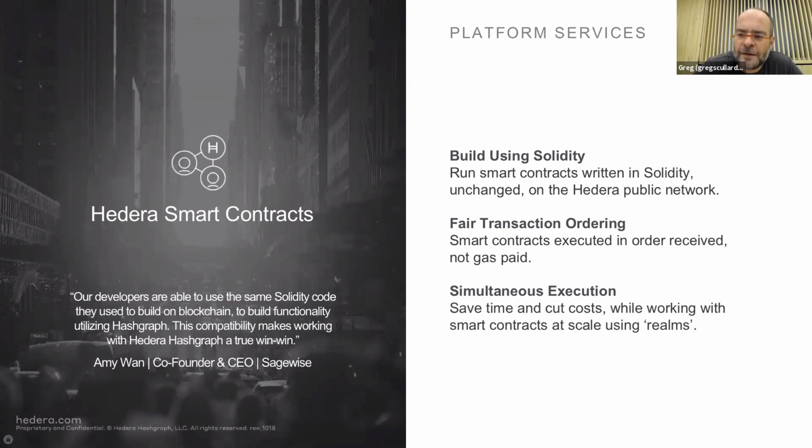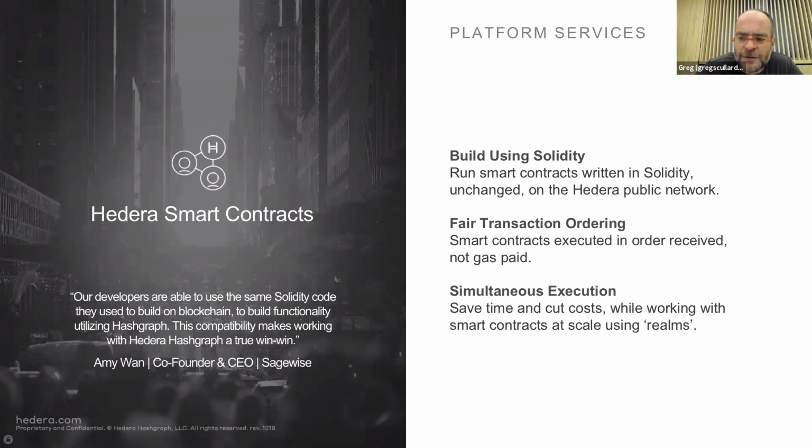Smart contracts based on Solidity can run on Hedera Hashgraph, so the fairness of Hedera Hashgraph extends to smart contracts. I've mentioned this earlier. We offer fair ordering based on the median timestamp agreed upon by the nodes on the network, rather than the amount of gas paid. So, as I said before, artificially inflating the gas being paid for a smart contract will not earn you top of the queue processing. You will join the queue based on timestamp ordering.